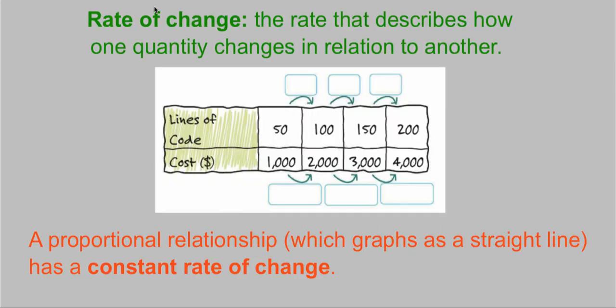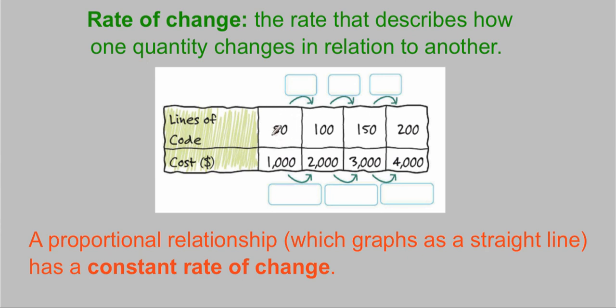So first part is some vocabulary. The rate of change is the rate that describes how one quantity changes in relationship to another. So get that definition in there. So it's how much is it changing? So something like this one here, the lines of code and the cost. So what it would cost to pay somebody to write some lines of code for a computer program or a software program. What we're going to look for is how does it change, the rate of change.